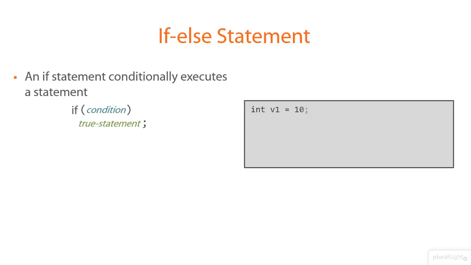To see that in action, I have some code here where I have two variables, v1 is 10, v2 is 4. I say if v1 is greater than v2, print out v1 is bigger. So it just evaluates that condition, which in this case is true. It prints out v1 is bigger.